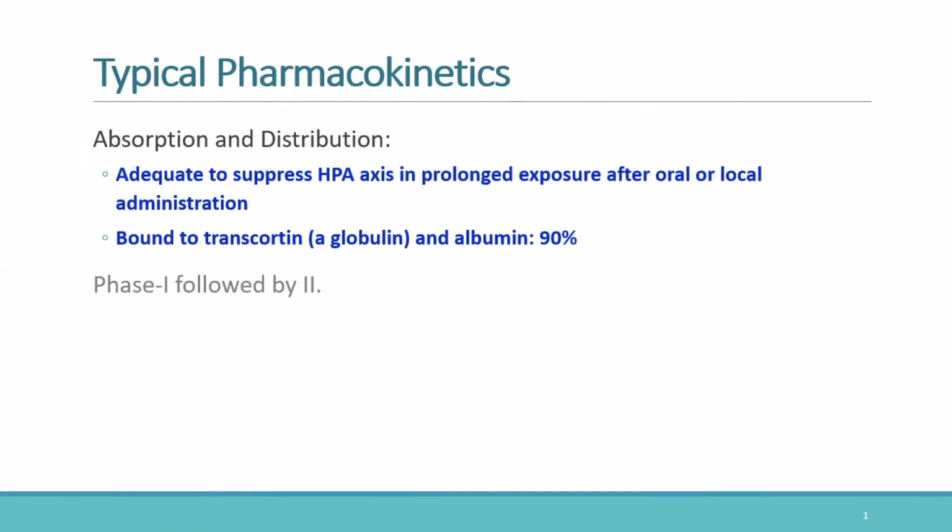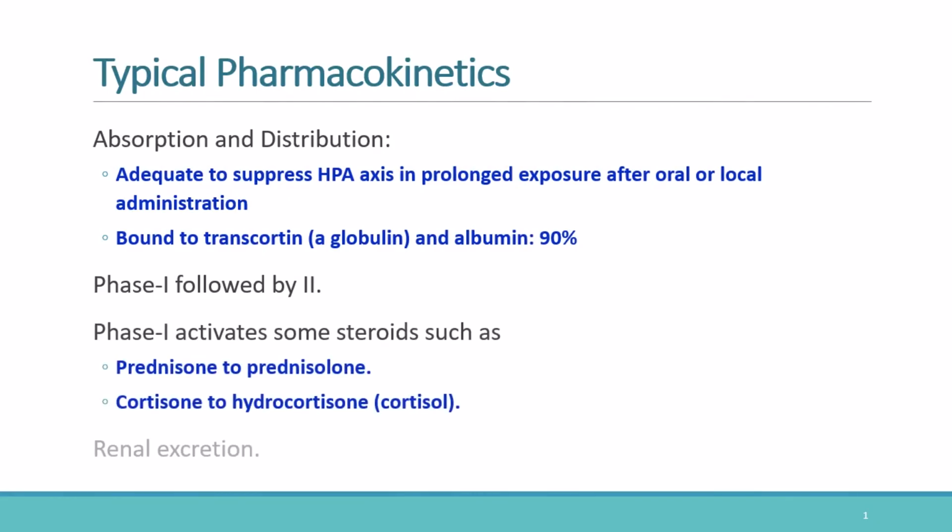Glucocorticoids are adequately absorbed orally and may suppress the HPA axis even after local administration if exposure is on a large surface area or prolonged. Most circulating steroids are protein-bound, mainly to transcortin and albumin. Some steroids are prodrugs. Prednisone is converted into prednisolone, while cortisone is converted into hydrocortisone, which is the other name for cortisol. This becomes clinically important in hepatic disease, where conversion may be impaired.